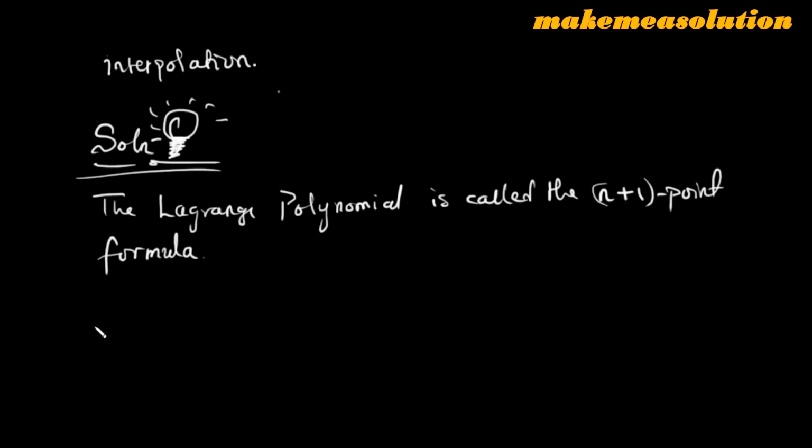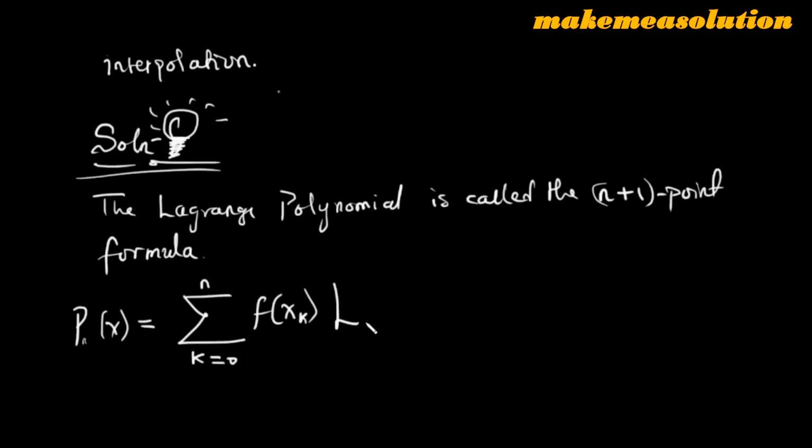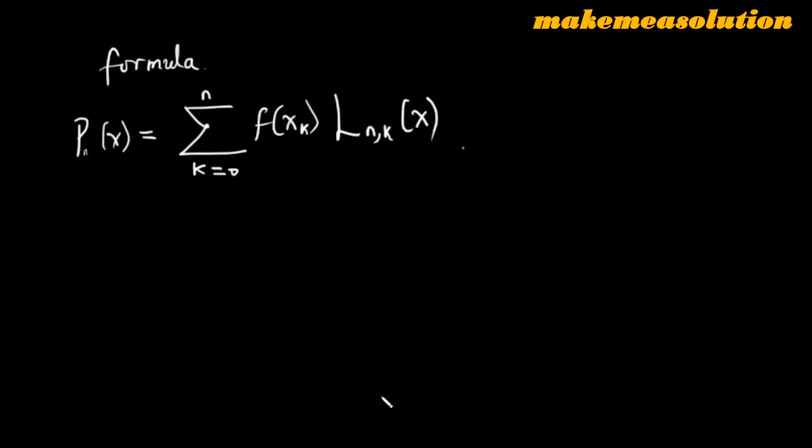Why it is called the n plus 1 point formula is because the polynomial of order n, Pn of x, is given as you can see: summation k equal to 0 to n, f of x k, times L n comma k of x. So this is the Lagrange polynomial, the formula that we call the n plus 1 point formula.